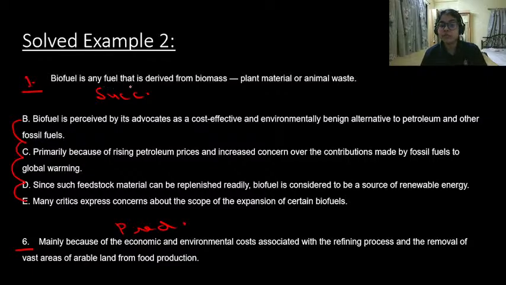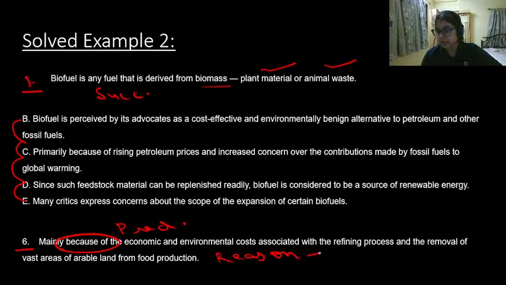Biofuel is any fuel that is derived from biomass, plant material, or animal waste. Okay. The last sentence says, mainly because of the economic and environmental cost associated with the refining process. Because it's giving a reason for something. What is this giving a reason for? So you need to find its pair.